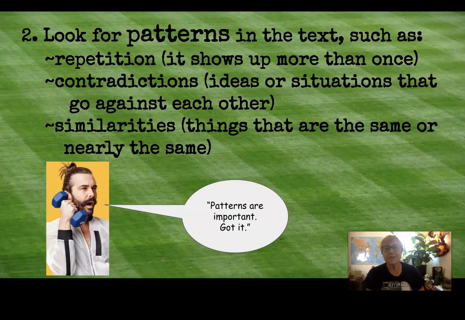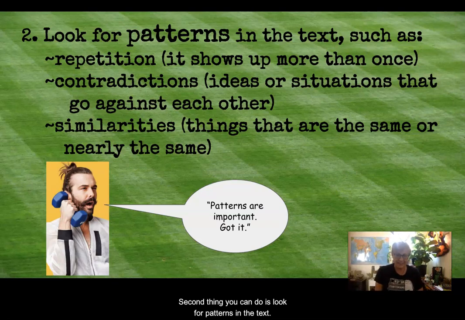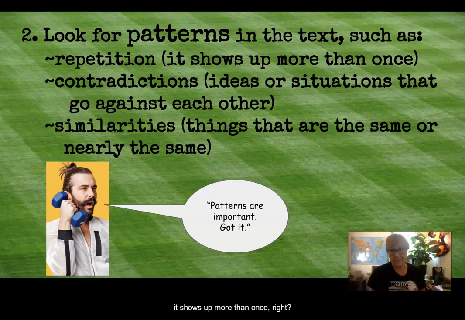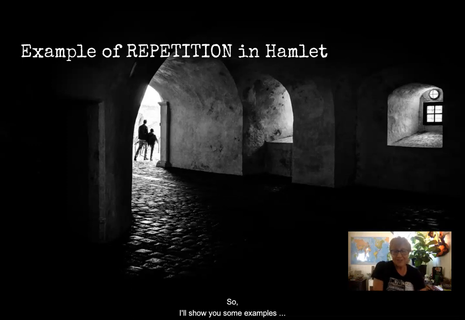Okay. Second thing you can do is look for patterns in the text. Patterns such as repetition. It shows up more than once, right? Contradictions, ideas or situations that go against each other. Similarities, things that are the same or almost the same. So I'll show you some examples of repetition in Hamlet.